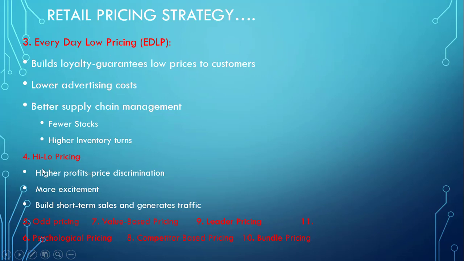The other pricing strategy is known as high-low pricing, meaning higher profits, and then you'll have price discrimination, meaning that you will discriminate the prices for the customers. Of course, we have three types of discrimination: first degree, second degree, and third degree discrimination. You can read about these discrimination types to increase your knowledge.